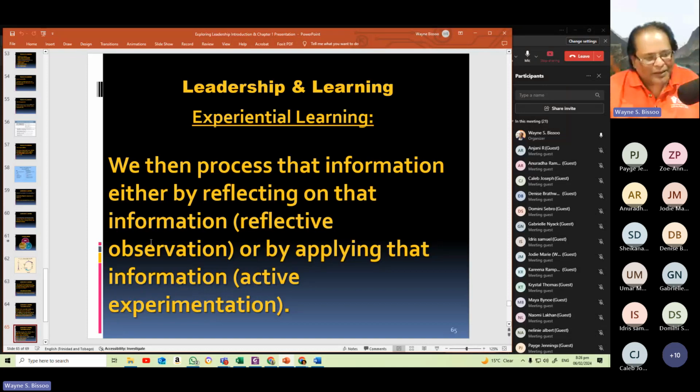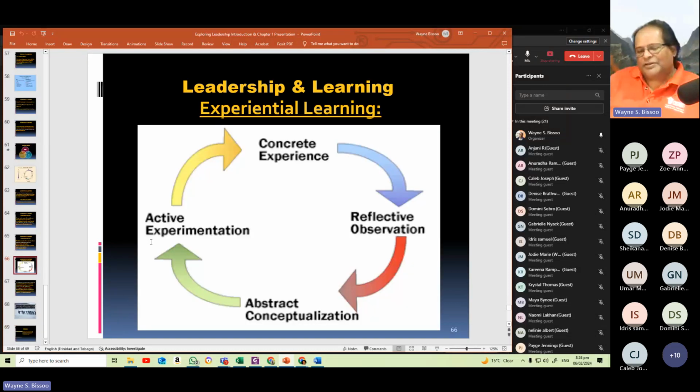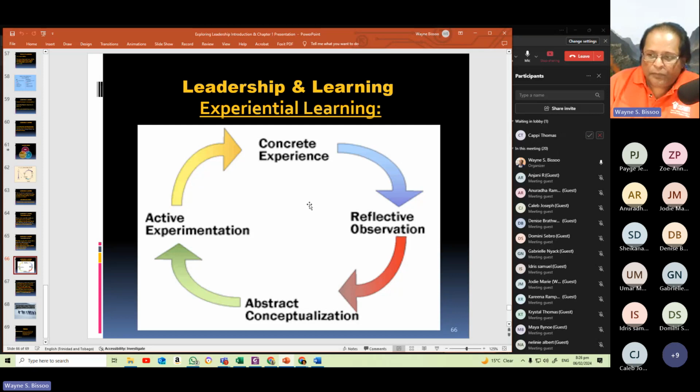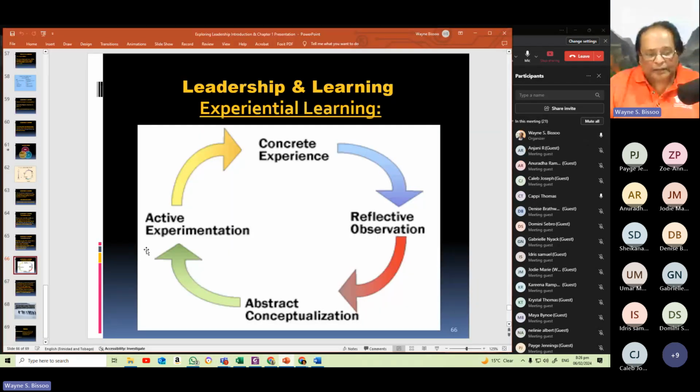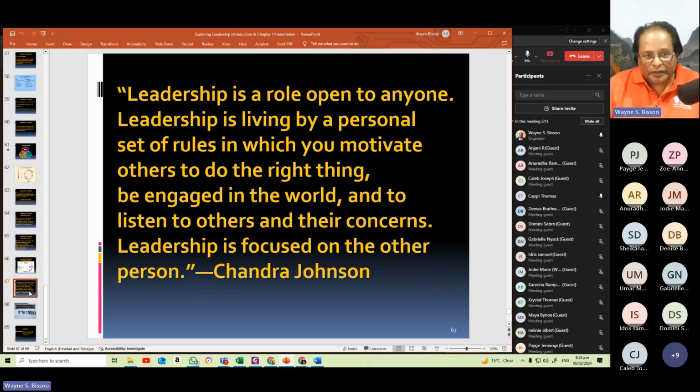So I think this might be the best way for us to look at it. Again, experiential learning is from an experience. You reflect upon what took place, you think about it, and then you experiment with trying to make it better. Experience is probably one of the best teachers that we have out there, and it's something that we have to pay attention to.